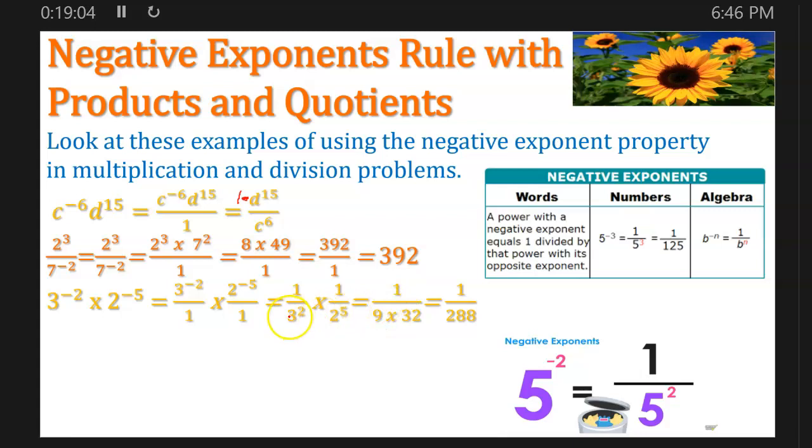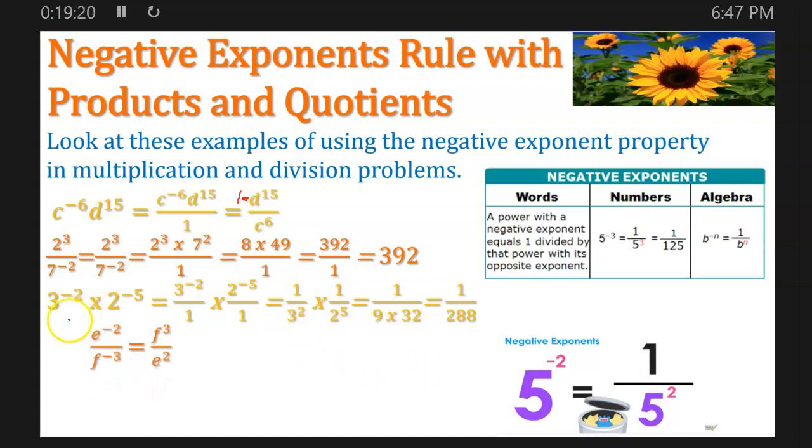That ends up being 1 over 9, because 3 times 3 is 9. And 2 times 2 times 2 times 2 times 2 is 32. So 9 times 32 is 288. And so our final answer is 1 over 288.